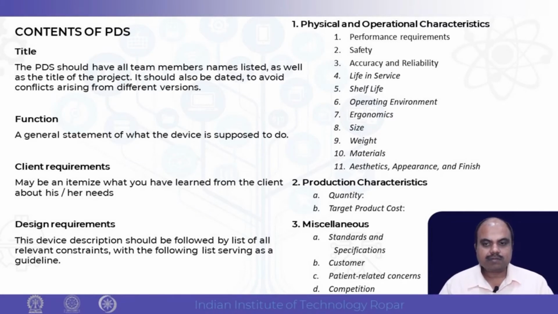Physical and operation constraints, maybe performance: what could be the performance of the machine, what are the safety features required. Then accuracy and reliability, that is also another important thing. Then life in service: how long we want the product to serve while somebody is continuously using it.